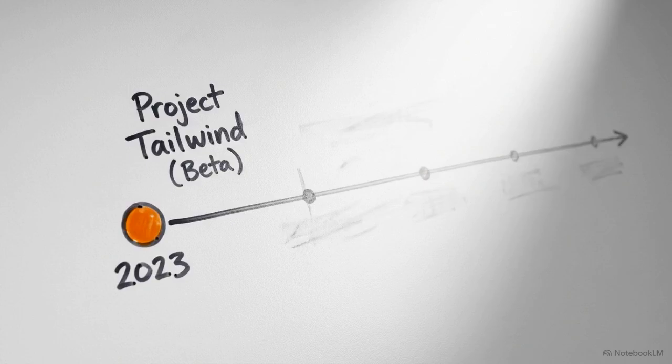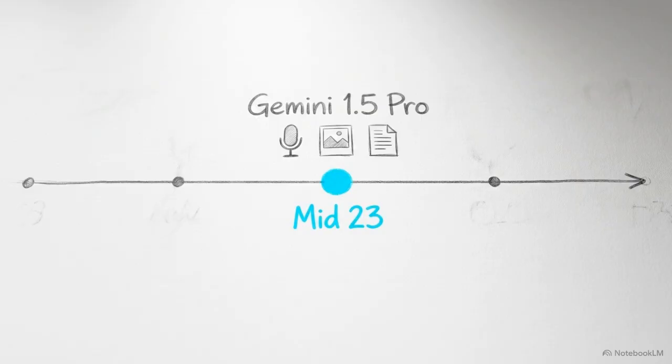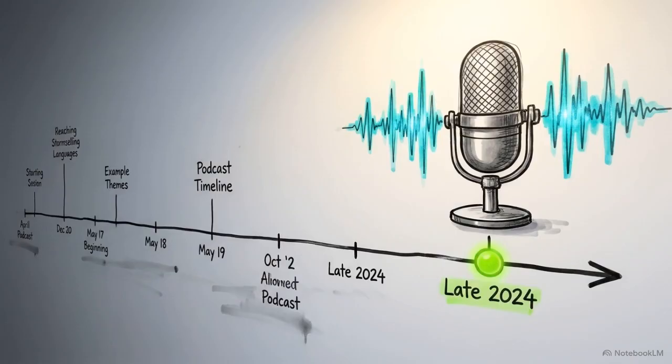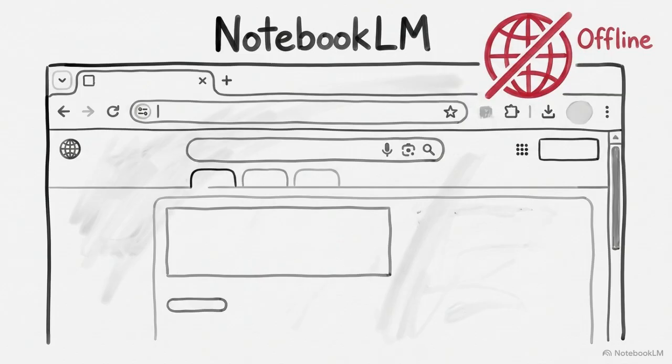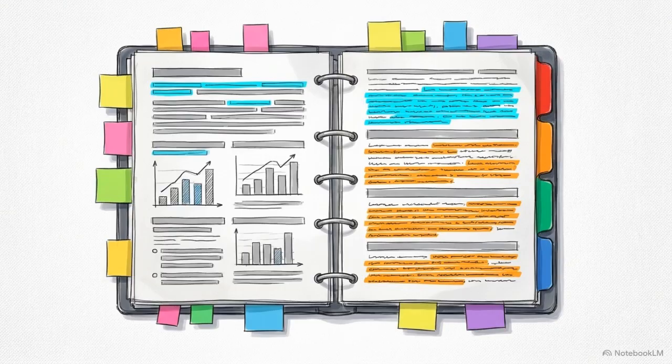It started as a beta called Project Tailwind in 2023. By mid-year, the integration of Gemini 1.5 Pro unlocked multimodal support, and by late 2024, the tool introduced audio overviews to generate realistic podcasts from uploaded notes. By stripping away the ability to pull from the open web, the tool focuses entirely on your specific private data to provide grounded, source-backed results.